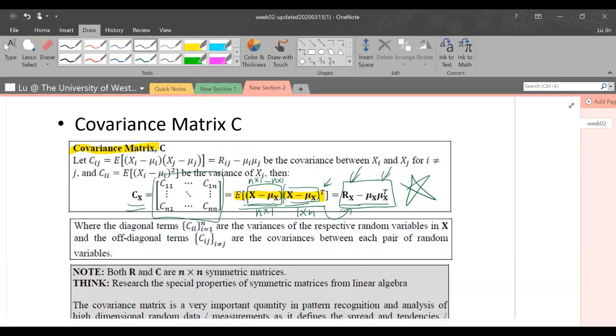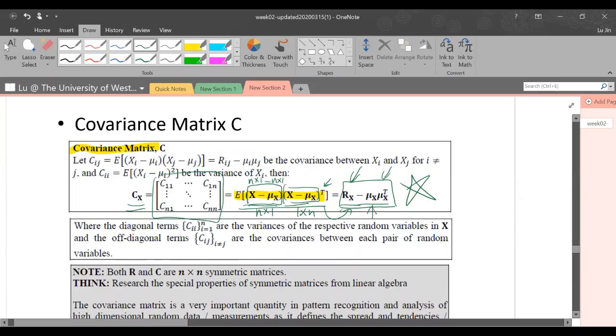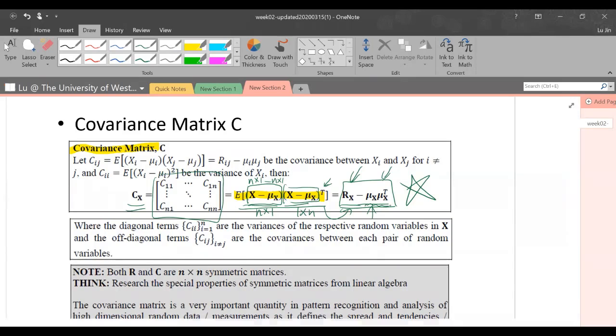Cx, the covariance matrix, is n by n. The dimension is n by n. For the Rx, n by n as well. And for the mu x, we mentioned is n by 1. And the transpose of it is 1 by n. So regarding the mu x times mu x transpose is still n by n. So the dimensions are compatible between both sides of the equation. So everything is fine. Okay, so this is how we derive the formula calculating the covariance matrix.